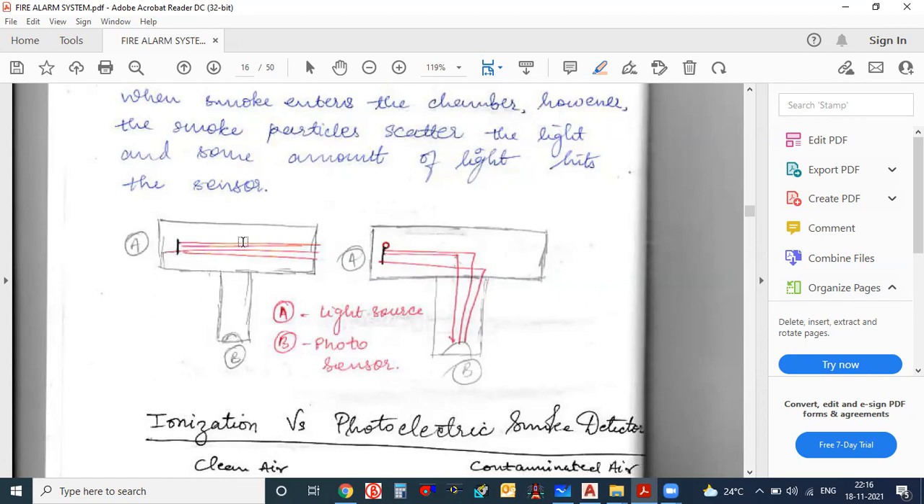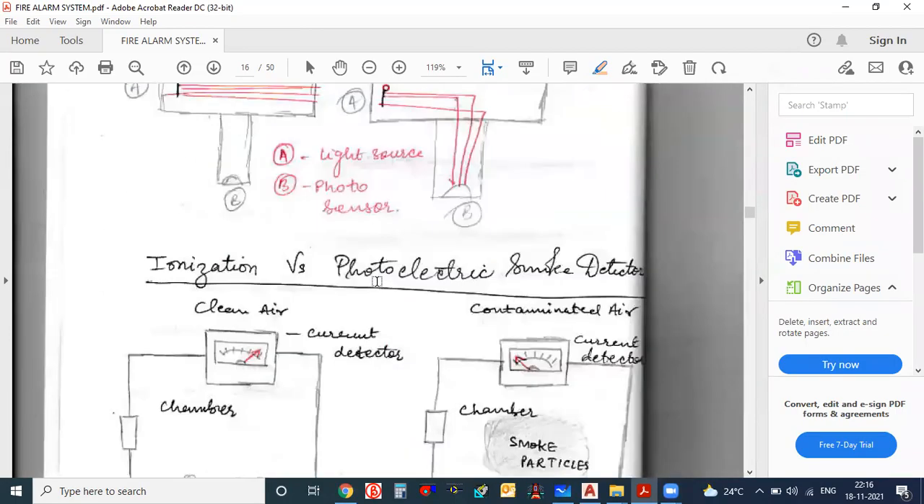If the light source temperature is very high, if it is critical, then it will analyze that something is happening, smoke or heat, so it will raise the alarm signal. Like that it will happen. And here also they have shown how it will cut. This is the light source, this is the photo sensor.